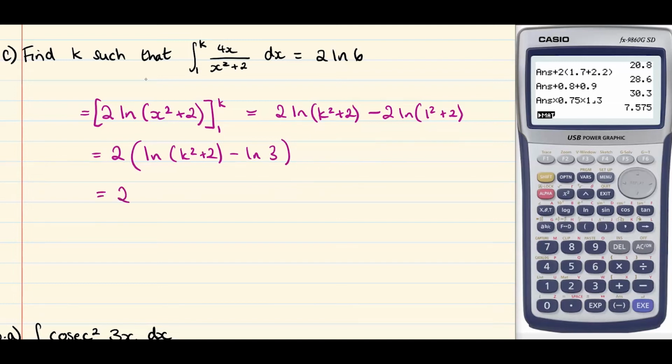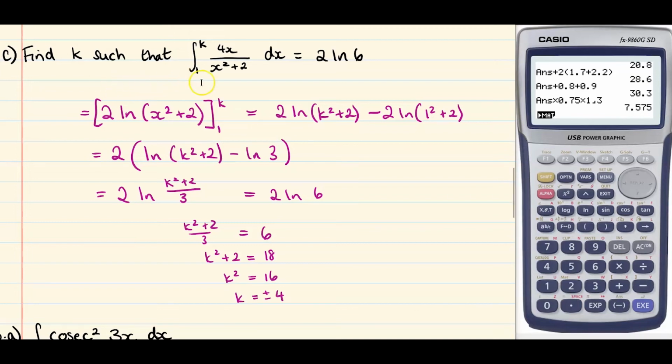Okay, now if we subtract logs, it means we can put them together and divide. So now if we match that up to what we started with, 2 ln 6, then k squared plus 2 over 3 must be 6. So k squared plus 2 is equal to 18. So this will be 16. K would be plus or minus 4. Now, since we are told it's actually an upper limit, it must be higher than 1. So k is equal to 4.